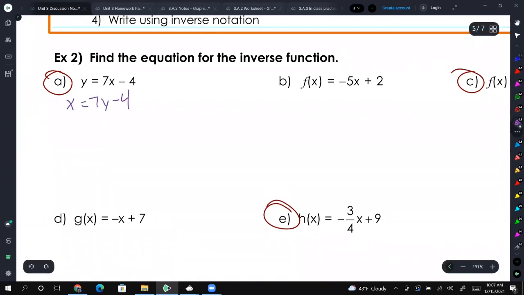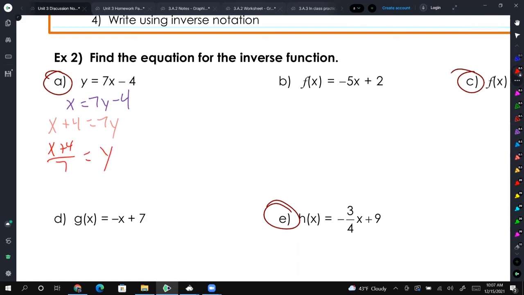So notice the only thing that I did was I switched where x and y are. The 7 stayed where it is. Now we need to get y by itself. So we'll add 4 to both sides. x plus 4 equals 7y. Then we're going to divide both sides by 7. And when we divide both sides by 7, we get (x plus 4) over 7 equals y.